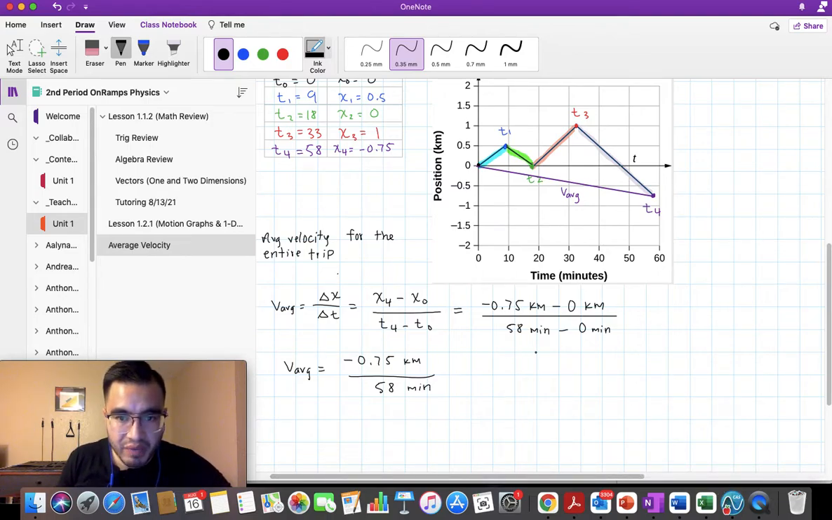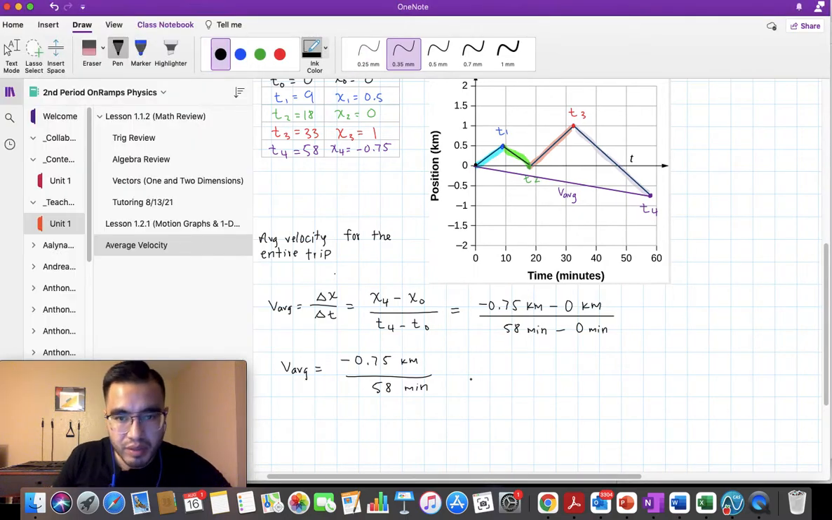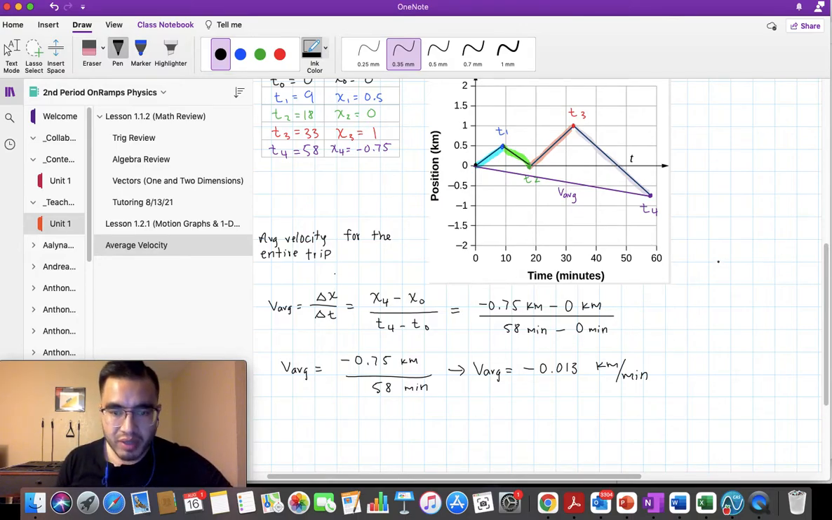And of course, we're going to have a negative number, just like we wanted. That's going to give us a negative velocity, negative slope. So that is negative 0.75 divided by 58, negative 0.013, going to round. So then our average velocity equals negative 0.013 kilometers per minute. Now that's our first answer, and it makes sense, right? Negative slope, negative velocity, perfect.